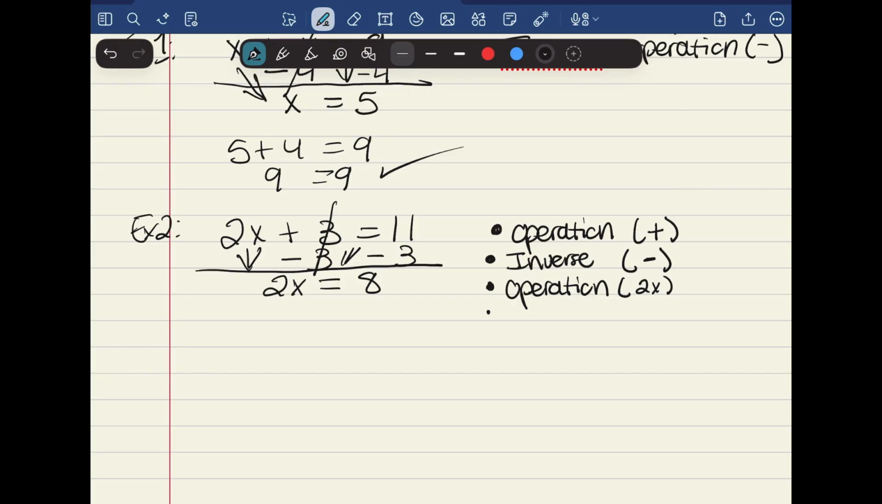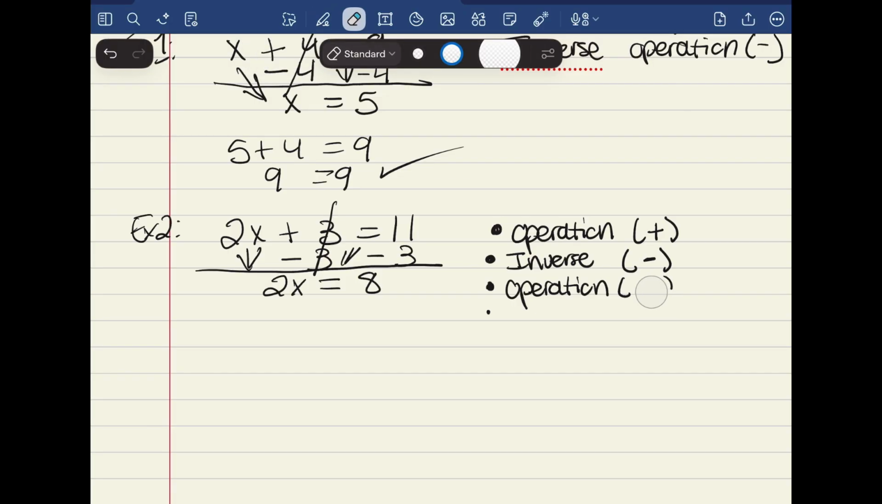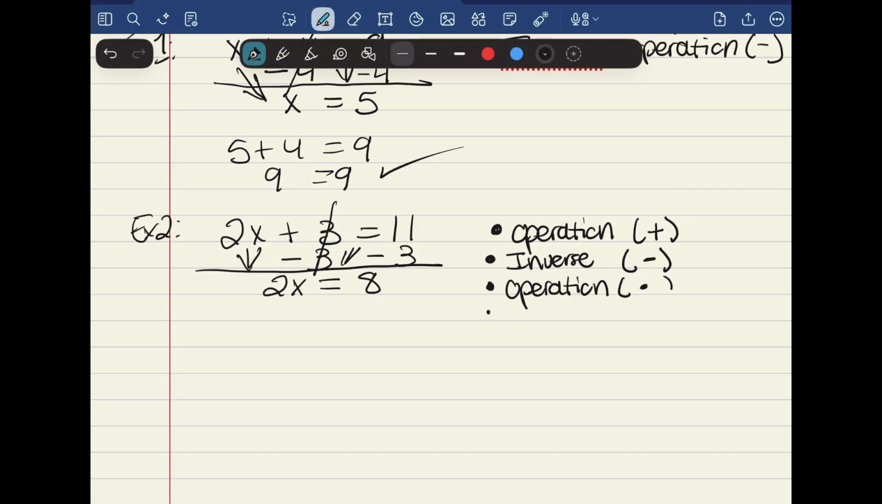Sorry, I put 2x instead of multiplication. Inverse: division. Okay, so you are going to, again, identify your operation, do the opposite. Then, how did I get multiplication and division?